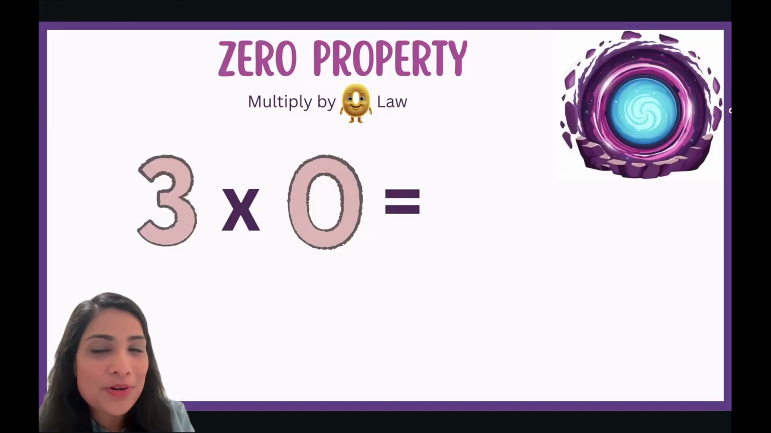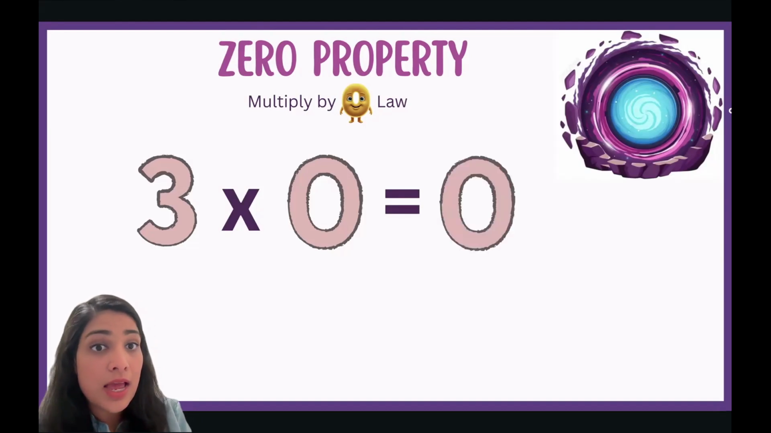The zero property or multiply by zero law. This law says that if you multiply any number by zero, the number becomes 0. So what do you think? 3 times 0 will become 0. That's true or not? Let's find out.